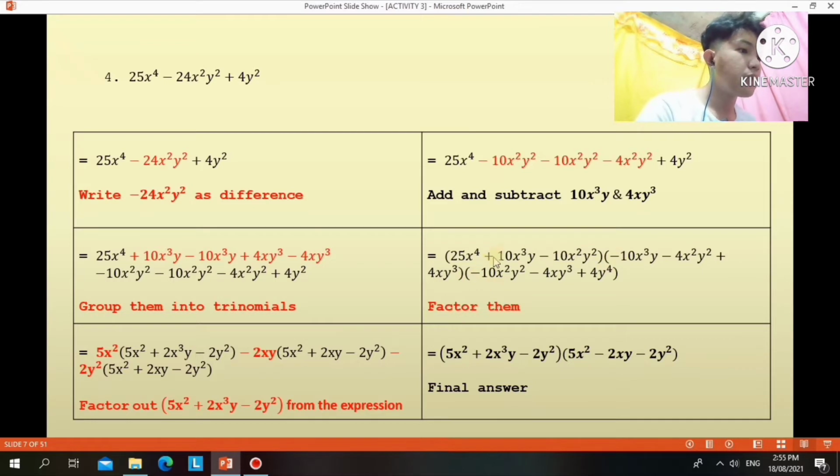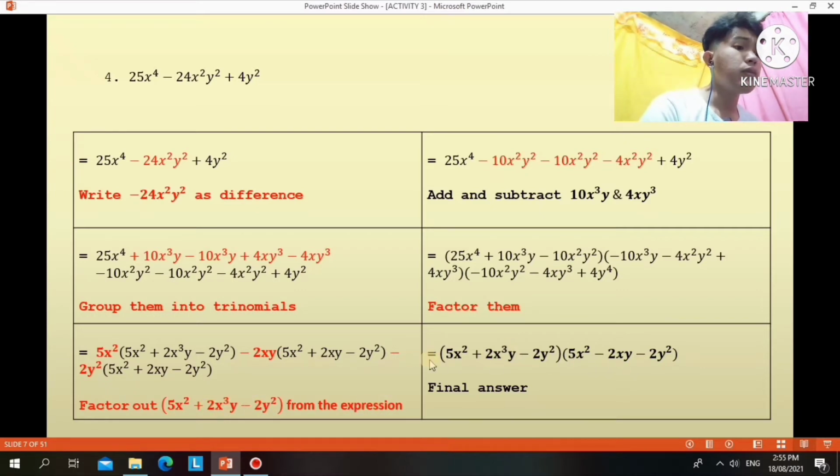The factor of the first trinomial is 5x squared times 5x squared plus 2xy minus 2y squared. Then the factor of the second trinomial is negative 2xy times 5x squared plus 2xy minus 2y squared. Then the factor of the last trinomial is negative 2y squared times 5x squared plus 2xy minus 2y squared. So factor out 5x squared plus 2xy minus 2y squared from the expression.